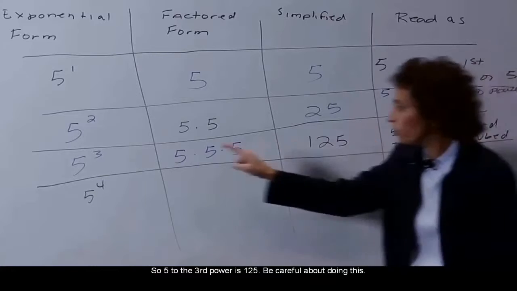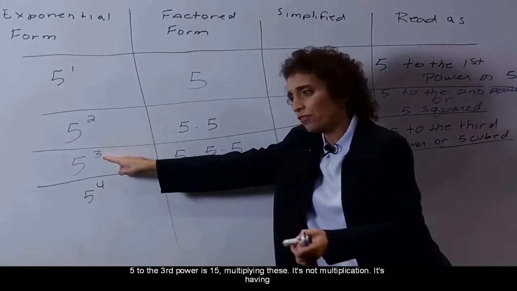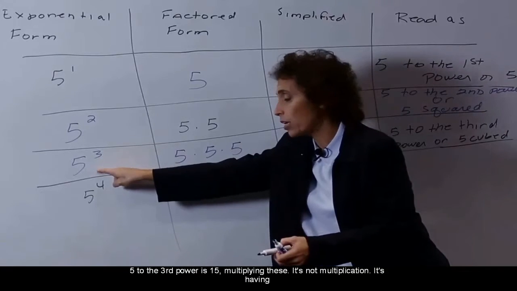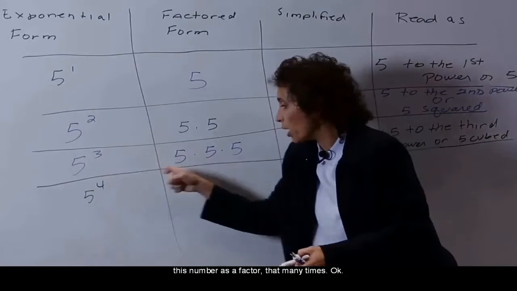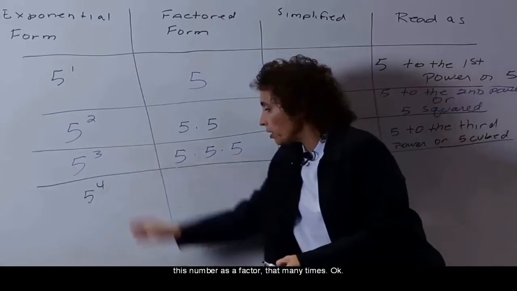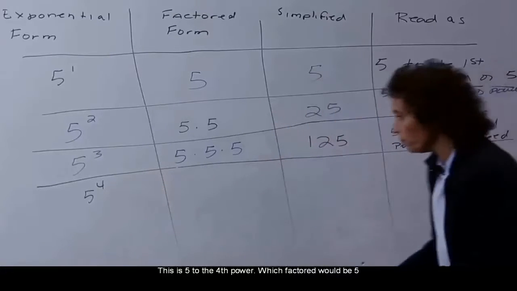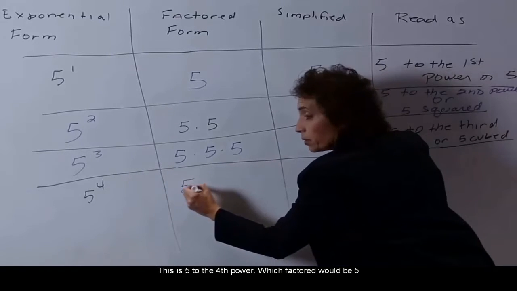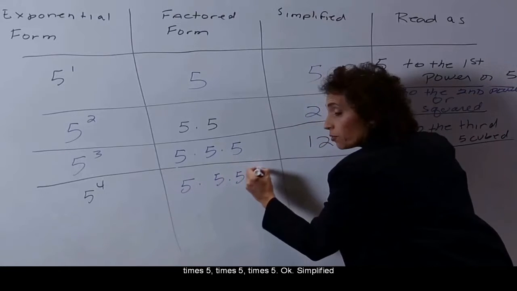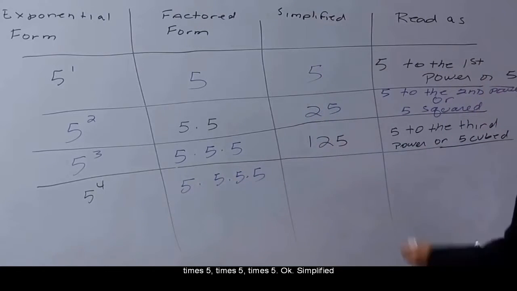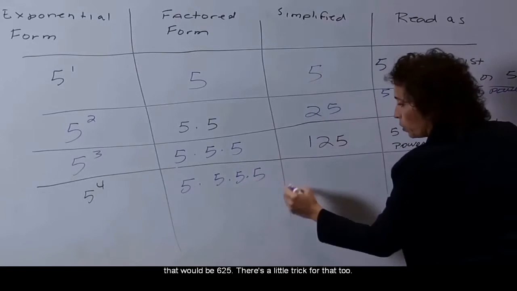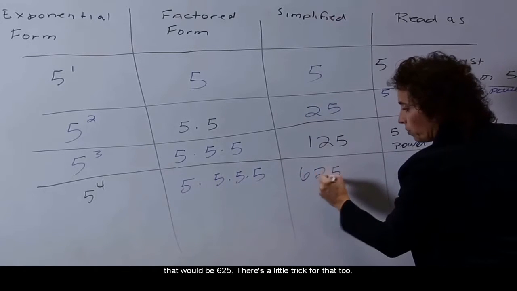Be careful about doing this. 5 to the third power is not 15, multiplying these. It's not multiplication. It's having this number as a factor that many times. Okay? This is 5 to the fourth power, which factored would mean 5 times 5 times 5 times 5. Okay? Simplified, that would be 625.